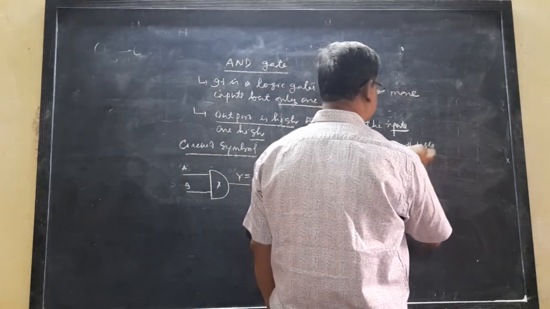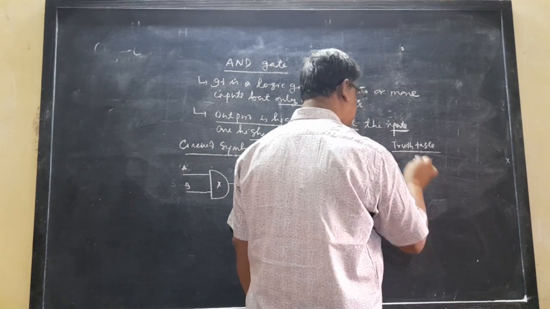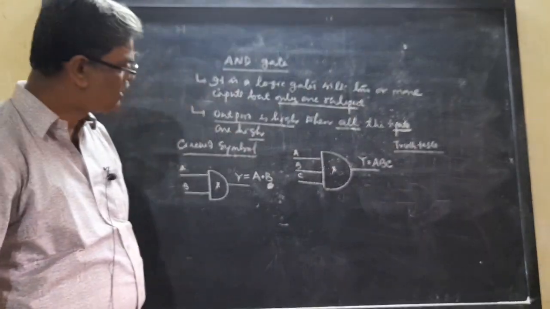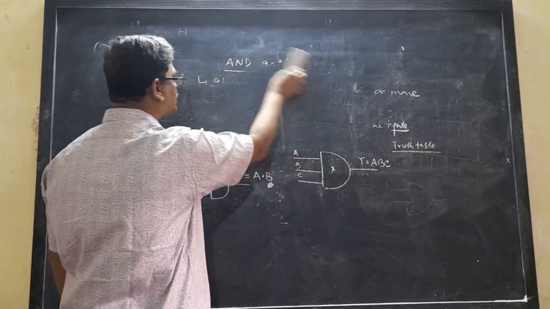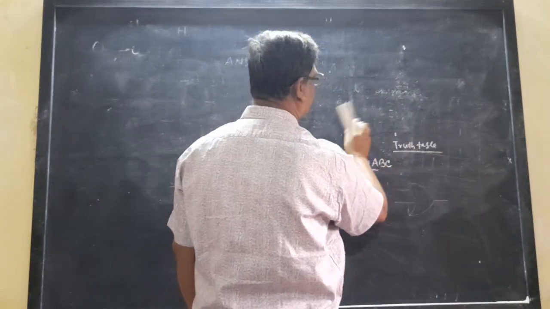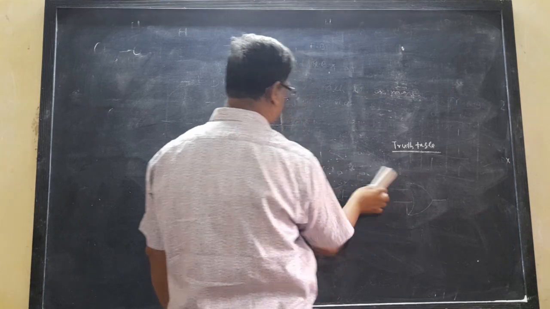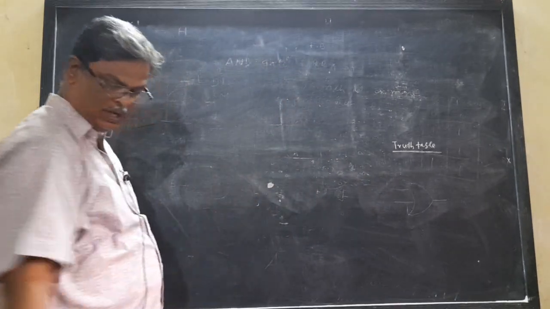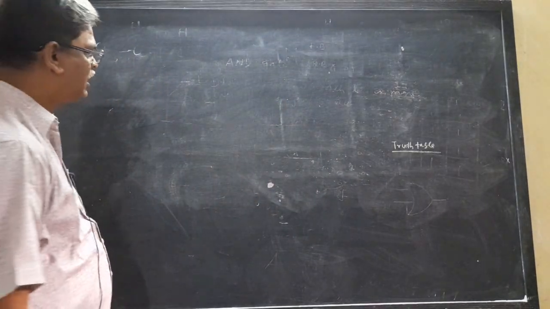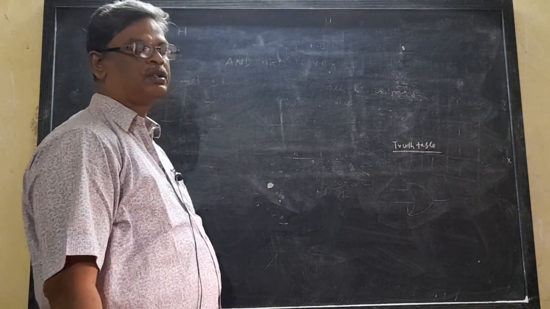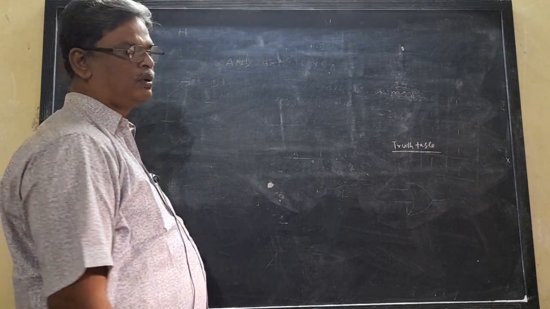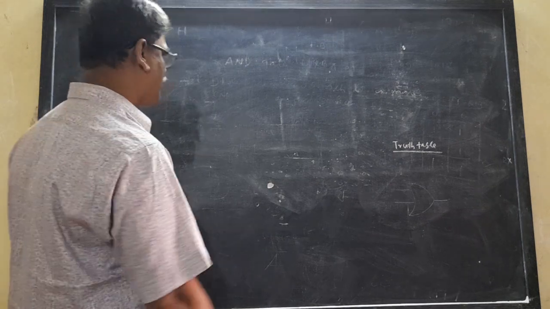Truth table means it is a table in which the possibilities or values of inputs and outputs are noted down. Let me show the truth table for 2 inputs and 3 inputs. In big exams, questions come such as: draw the truth table of an AND gate with 3 inputs.